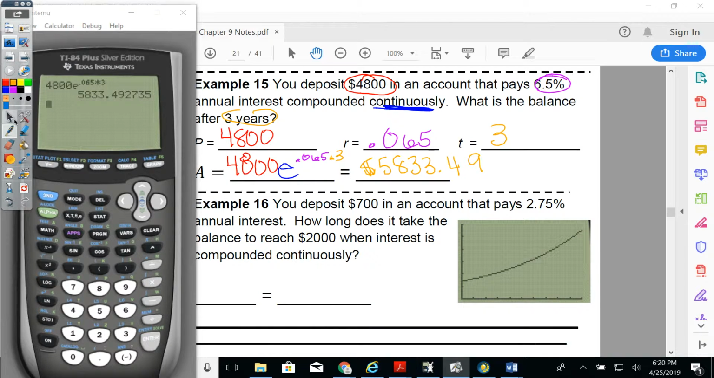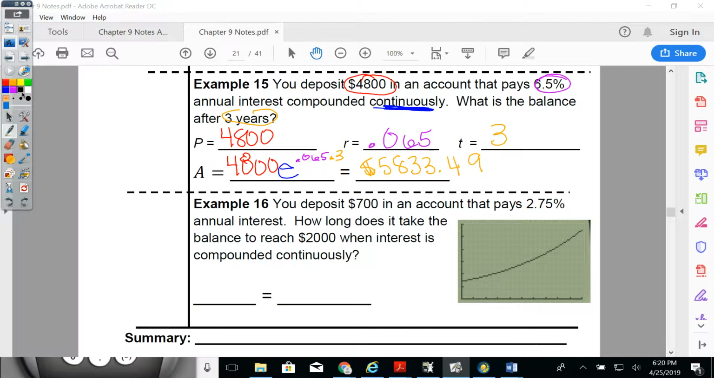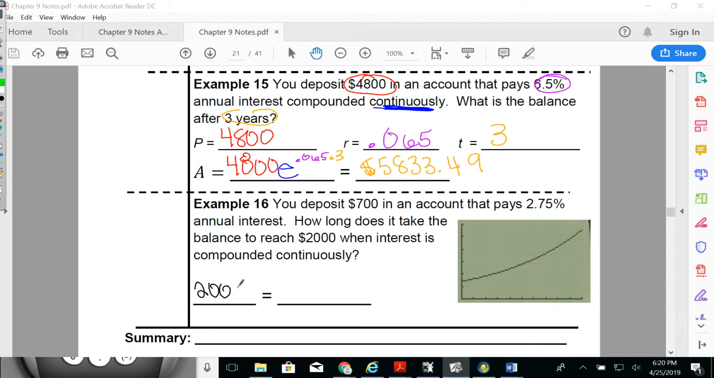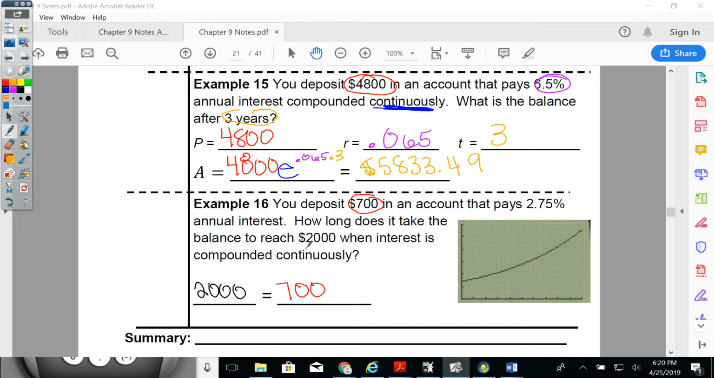All right, so the last one is using the calculator to find the intersection. It doesn't really help us by labeling it, but we can reason through what these numbers are. You deposit $700 in an account that pays 2.75% annual interest. How long does it take for the balance to reach $2,000 when compounded continuously? I'm going to put the 2,000 here because that's what I'm looking for, and I want to make my equation over here. My A value is 700, and I know to use the e because it says continuously.